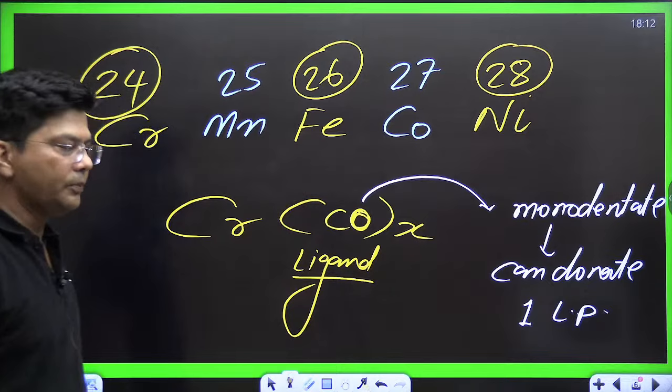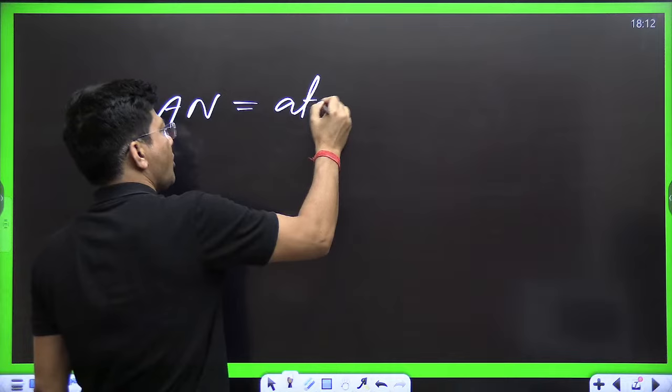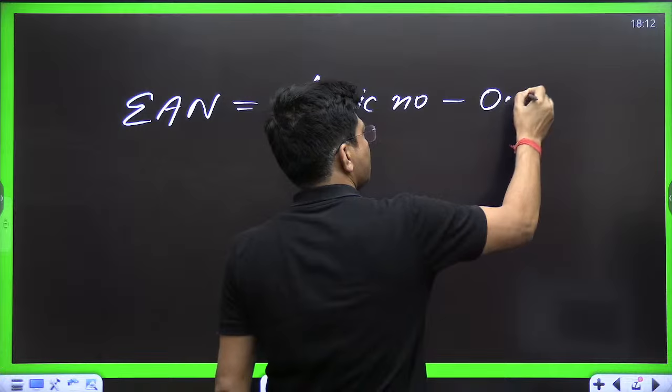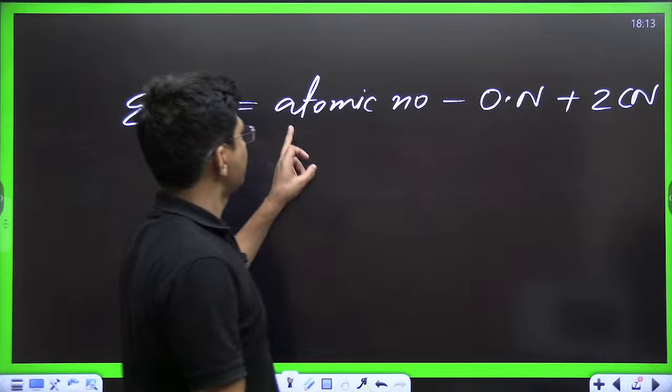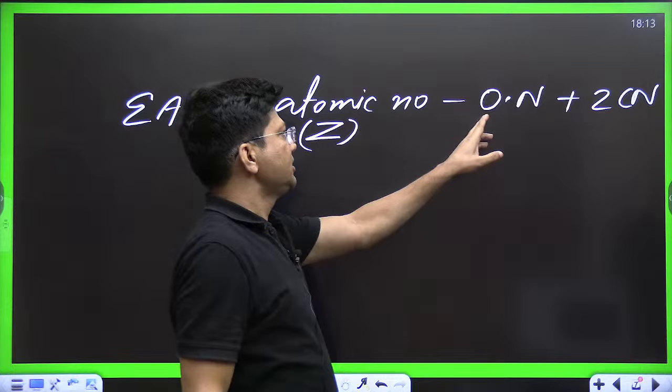let me first tell you: effective atomic number is equal to the atomic number of the central metal atom minus the oxidation number plus twice the coordination number. What is the meaning of this atomic number? You can say Z minus oxidation number plus twice the coordination number.